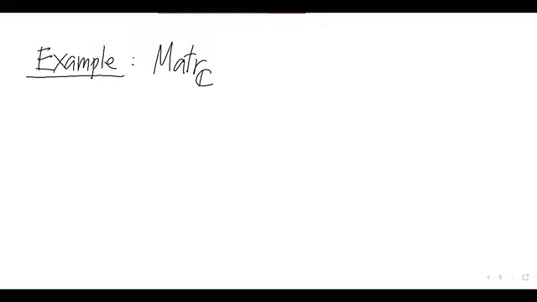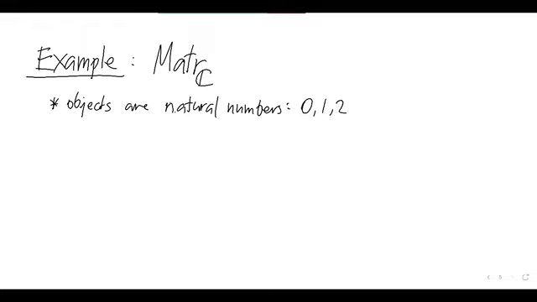In this example of a category, objects are natural numbers. They represent dimensions of the matrix. Zero, 1, 2, 3, 4, and so on. I include 0 as well because zero-dimensional space is important.